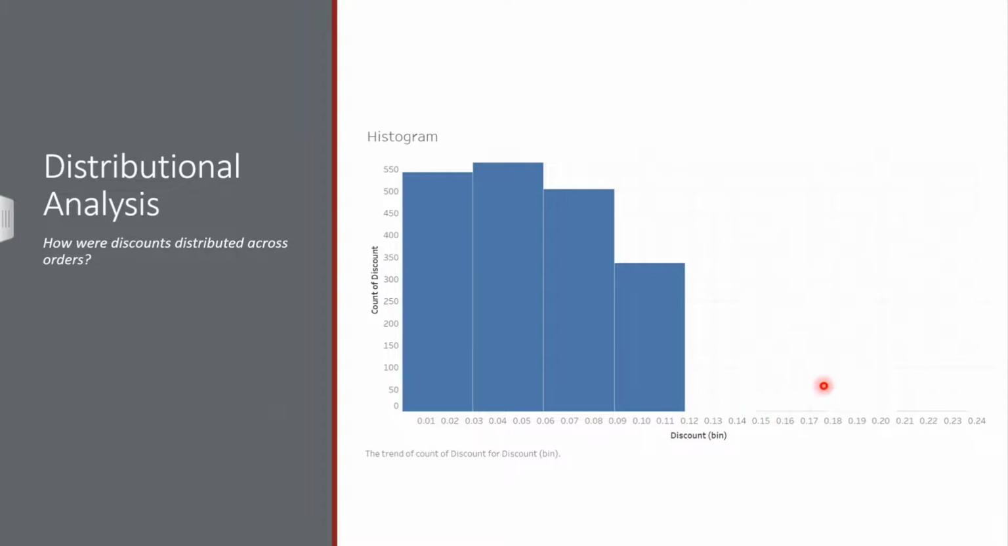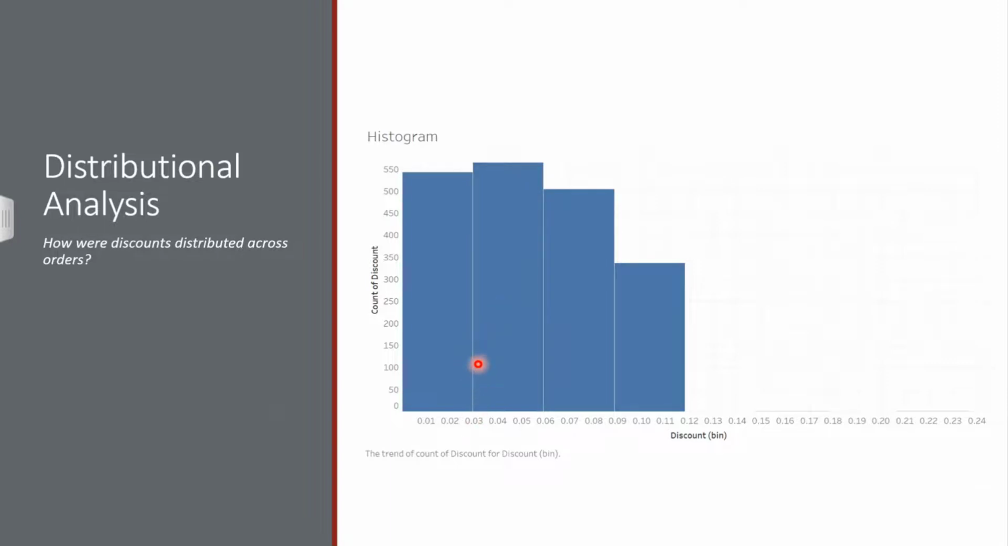We have tiny little slivers here between 0.15 and 0.17, and then another between 0.21 and 0.23. But what we want to know is how much of a discount we are giving out for the most part, and it seems like almost all of our discounts are below 12%, and even about half of them are less than 6.